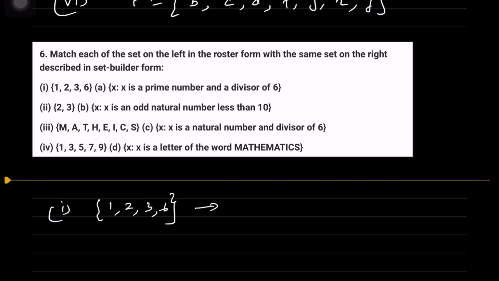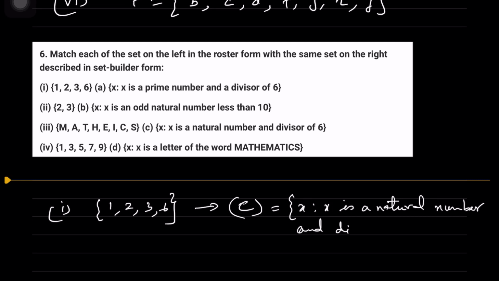The elements of this set are, okay, we'll not take all these natural numbers. The first condition is that, and they're having numbers 1 2 3 6. So they're all the divisors of 6. So yes, it is matching with C. So it matches with C, which is the correct answer. That is equal to set of all x such that x is a natural number and divisor of 6.